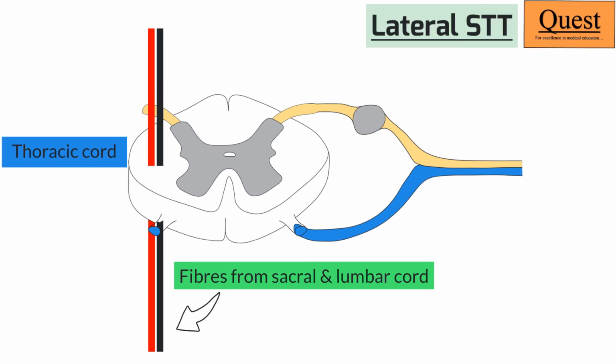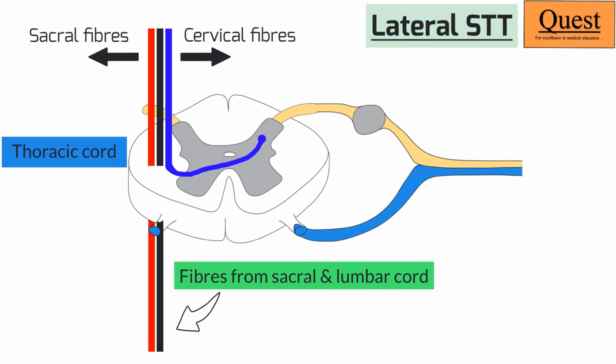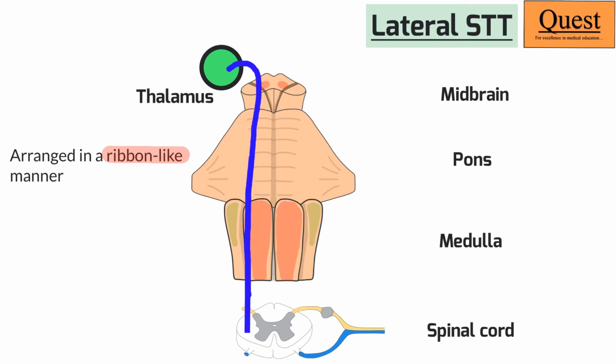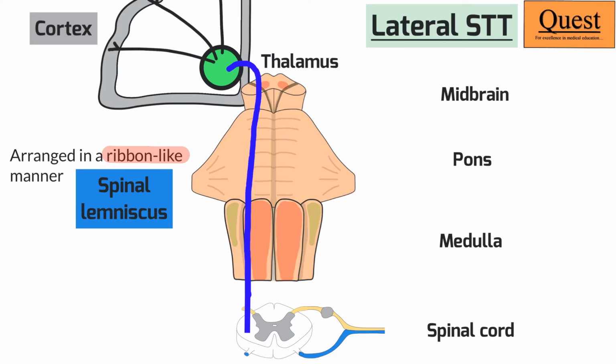As the spinothalamic tract ascends in the spinal cord, newer fibers are going to be added medially. Hence, the sacral fibers are going to be placed lateralmost and the cervical fibers are going to be placed medialmost in the spinothalamic tract. The spinothalamic tract would pass through the spinal cord, up to the medulla, through the pons, midbrain, and finally reach the thalamus. As these fibers travel through the brainstem, they are again arranged in a ribbon-like fashion, and there they are known as the spinal lemniscus. On reaching the thalamus, the third order neuron would start, and that would project to various areas of the cortex.